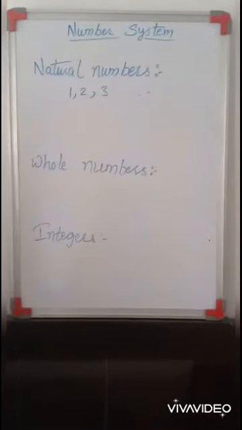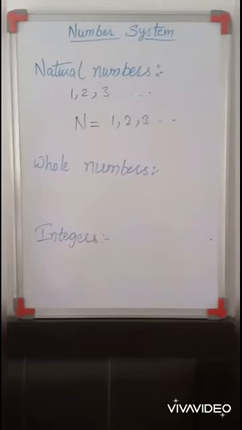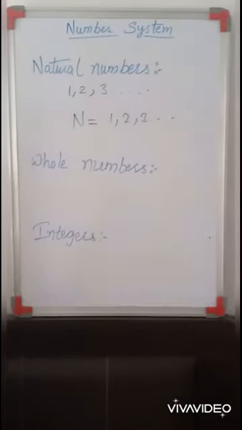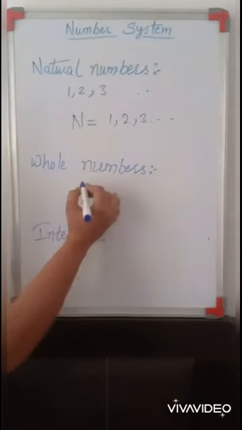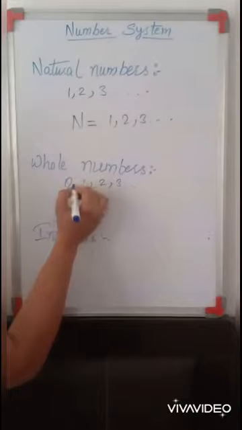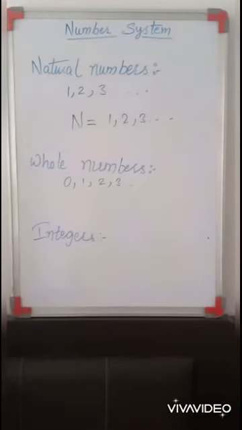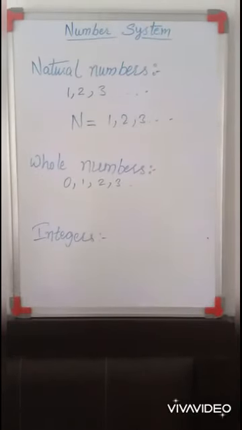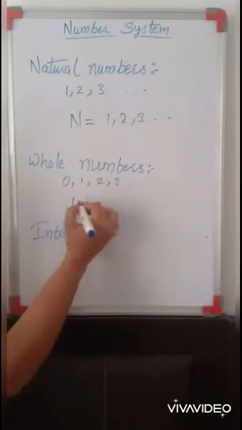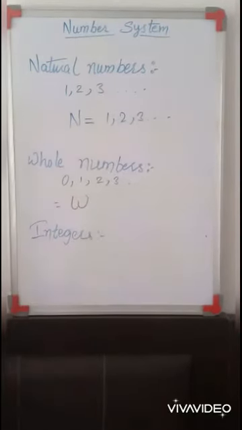Next comes the whole numbers. Whole numbers are all the natural numbers, 1, 2, 3 and so on, together with 0. So whole numbers start from 0, then 1, 2, 3 and so on. These are denoted by W. So these are the whole numbers.